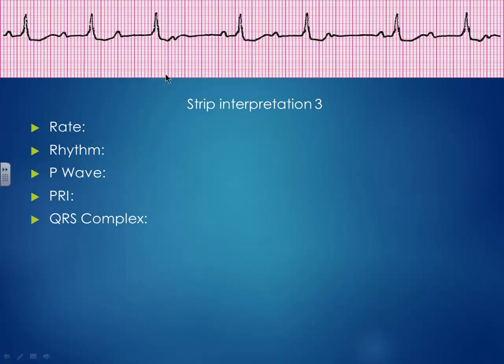That was all easy. You look at each 5 big block section is 1 second.